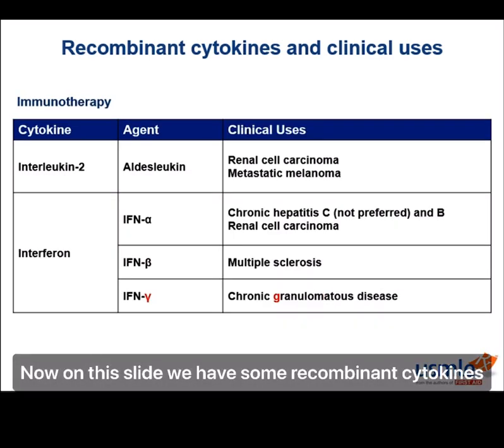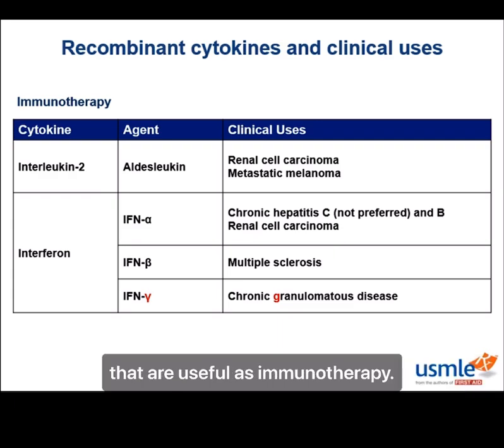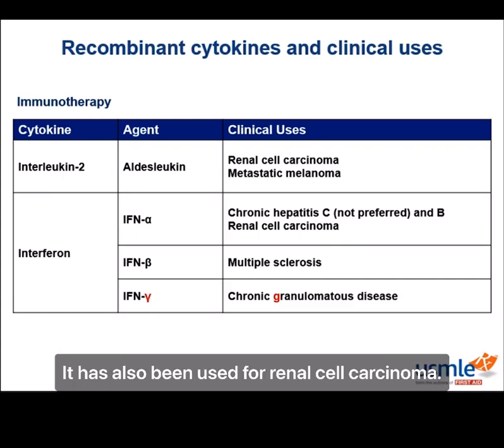Now on this slide, we have some recombinant cytokines that are useful as immunotherapy. Aldesleukin, or IL-2, has been shown to be effective in metastatic melanoma by stimulating cytotoxic T cells to apoptose malignant cells. Although mortality for this disease, when not amenable to local control, still remains devastatingly high. It has also been used for renal cell carcinoma.